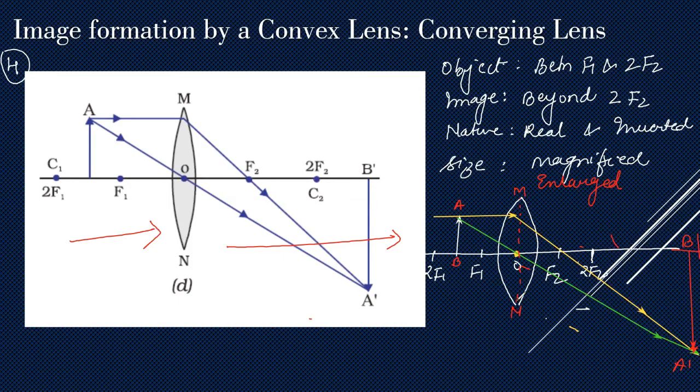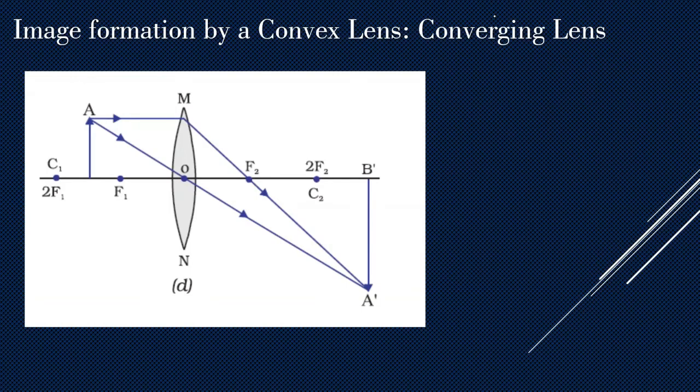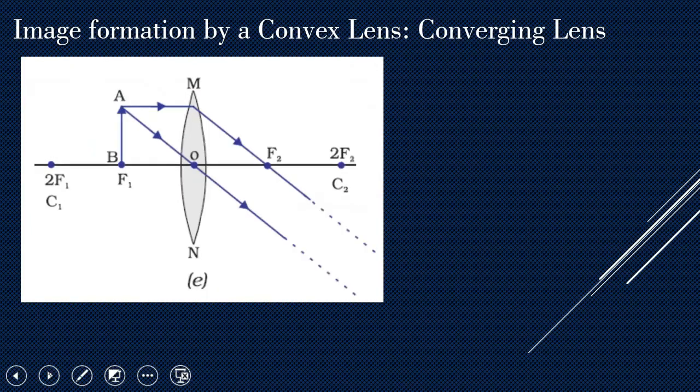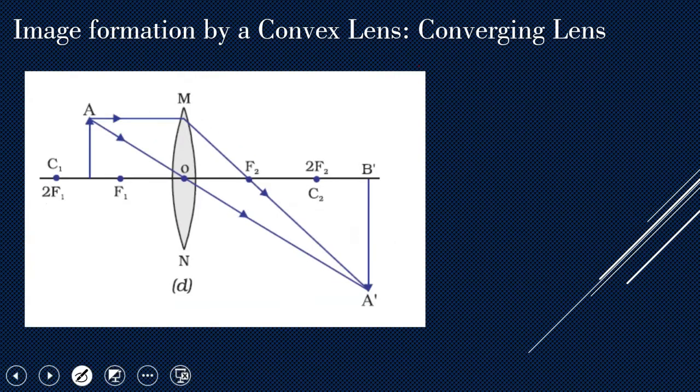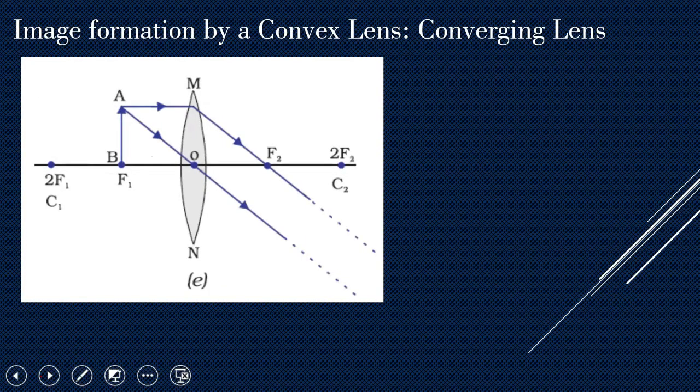Understood? Okay. Let us do the fifth position. Now, what will be the fifth position? Can anyone tell me? The fifth position is going to be at the focus. How did we go? We started from infinity, beyond 2F1, then 2F1, fourth between F1 and 2F1. Now we have the fifth. The fifth one will be at F1. This is the fifth one.